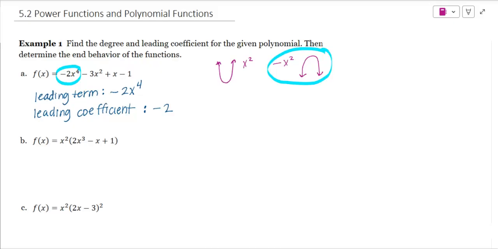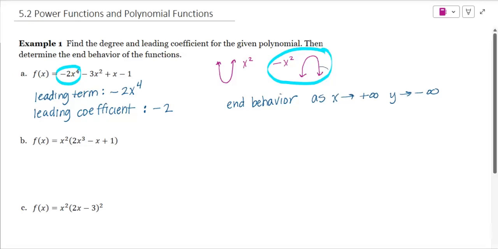So for our end behavior, what's happening way at the extremes of the graph, as our x values go towards positive infinity, our y values are going down towards negative infinity. That's this side of the graph. And then as our x values are going towards negative infinity, our y values are also going down towards negative infinity. That's this side of the graph. Let's look at another example.